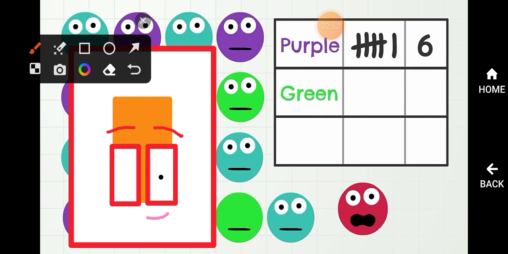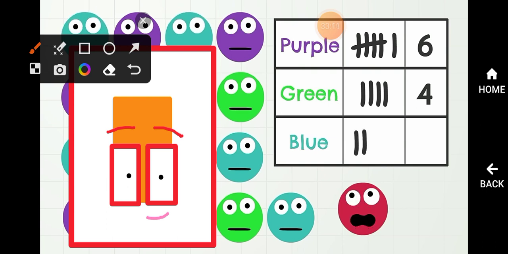How many brothers and sisters are green? Let's count. 1, 2, 3, 4. And finally, how many brothers and sisters are blue? Let's count. 1, 2, 3, 4, 5, 6, 7. 7! Good job, everybody! We have now collected all the data about the color of my brothers and sisters.